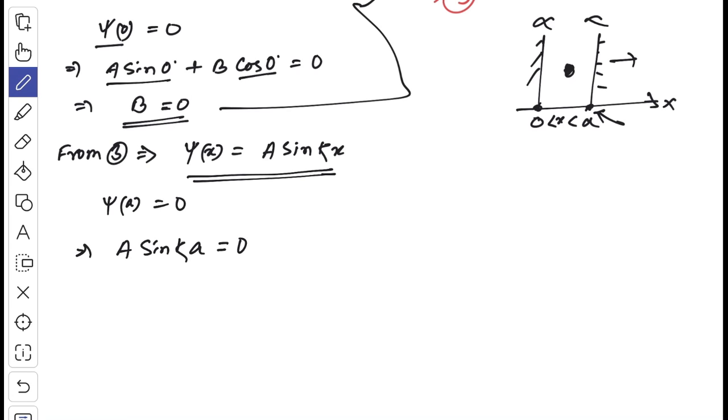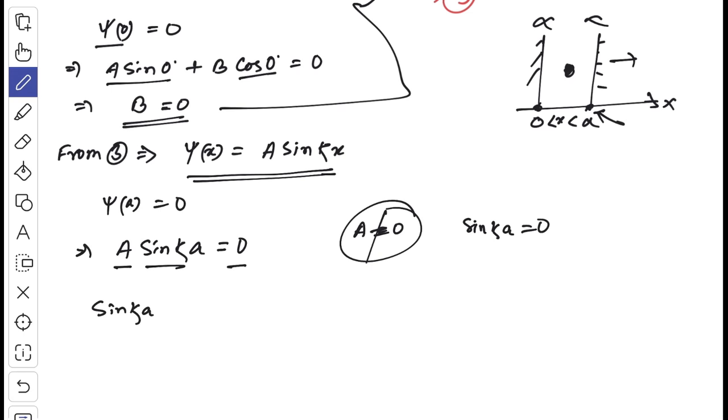So here you see, either a is equal to 0 or sin ka is equal to 0, if the product of these two is equal to 0. But a cannot be equal to 0, otherwise there will be no solution. So we can take only sin ka is equal to 0.